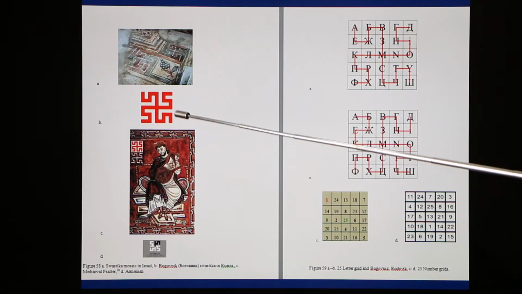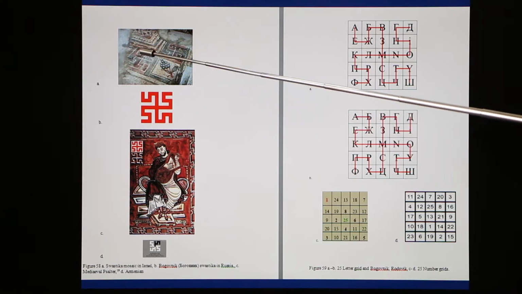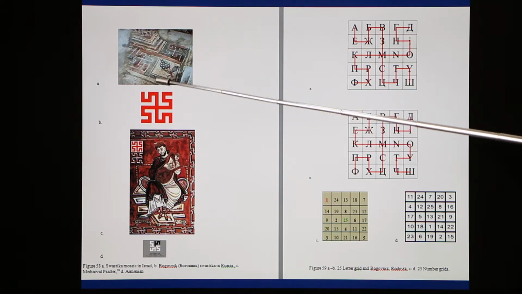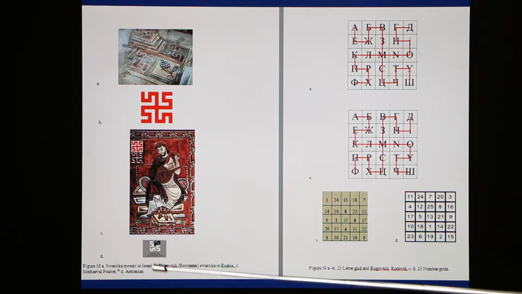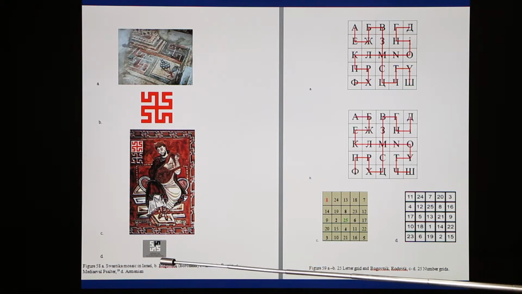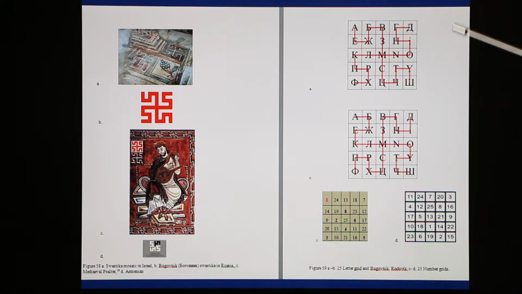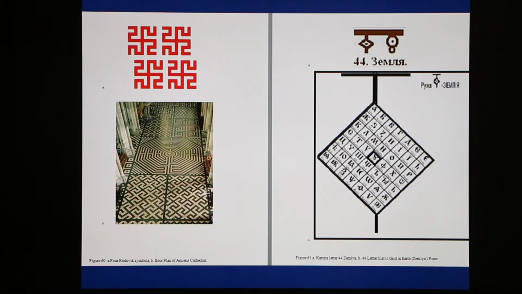Or here I have a bogovnik on a mosaic in Israel, here in Russia, here in a French manuscript, here a slight variant in Armenian. Now bogovnik becomes a way of linking letters, as does its reverse, rodovnik. And then I can see that it could also link a series of numbers.